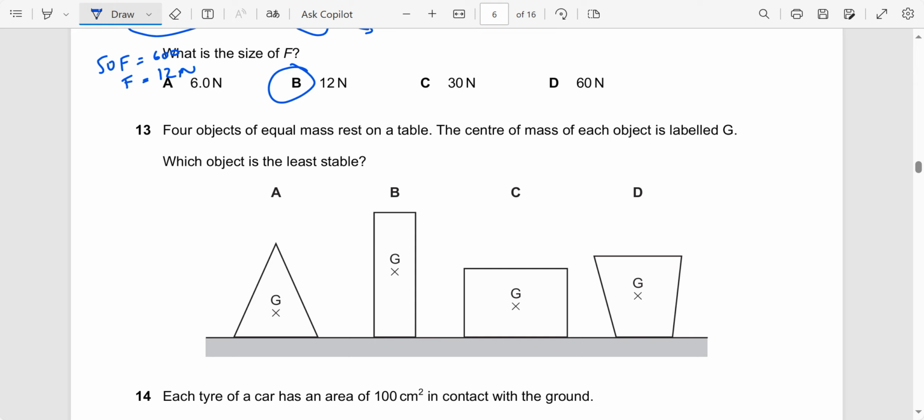Four objects of equal mass rest on this. The center of mass of each object is labeled G. Which is the least stable? The one with the less base area and the center of gravity which is not closer to the ground. This is B.